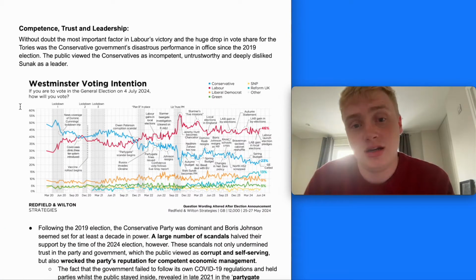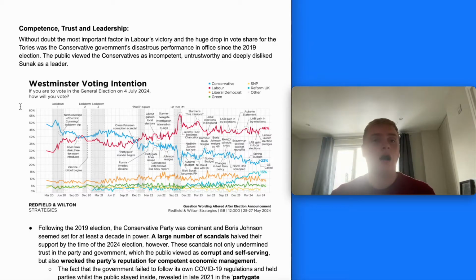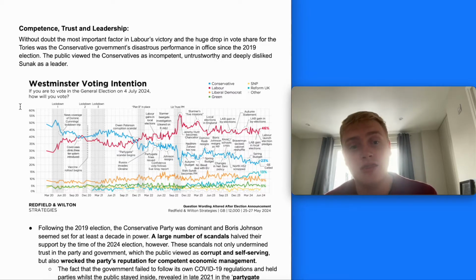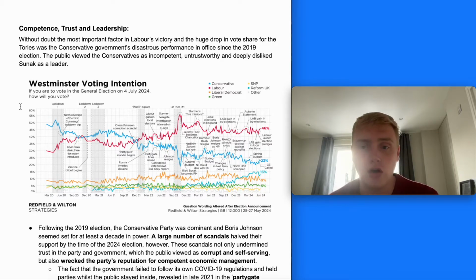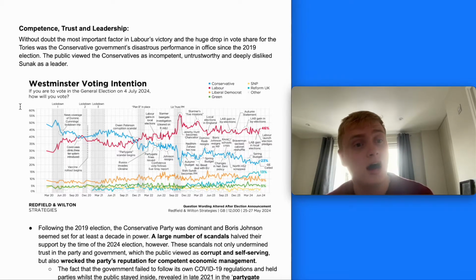By far, in my opinion, and I think the polling shows this as well, and you'll see most people making similar arguments, the most important factor in the election result, in particular, in the fact that the Tories' vote share pretty much halved, was effectively what they'd done since the 2019 election. And this is where you see competence, trust, and also leadership. These are what would often be described as valence issues by the exam board. If you see that in a question or come up in a textbook, they are by far the most important in the election result. And so effectively since the 2019 election, the Conservative government performed pretty disastrously in office.